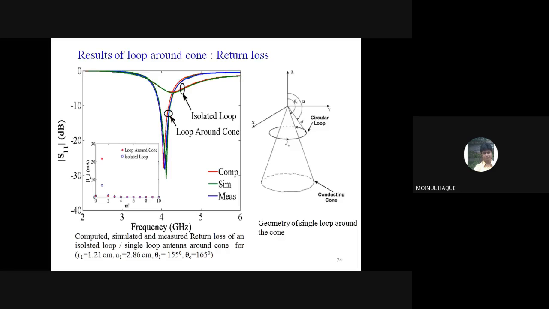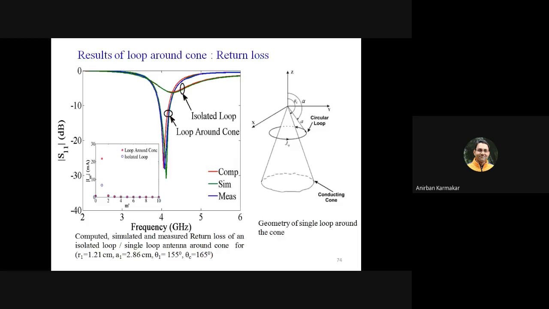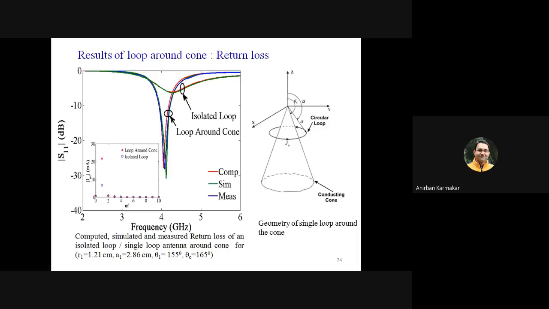Since I was given time till 5:15, I am crossing that. Dr. Moinul Haque, you are requested to kindly make your presentation a little bit compact so that we can end the session in proper time. Okay, so I'm closing these things. Dr. Anirban Karmakar, I'm concluding. If you have any question, please ask me. I am asking the participants, do you have any questions? Please ask one by one.